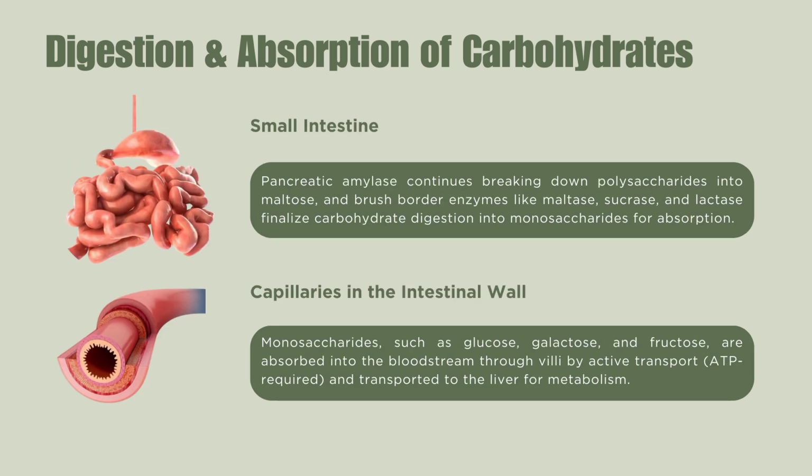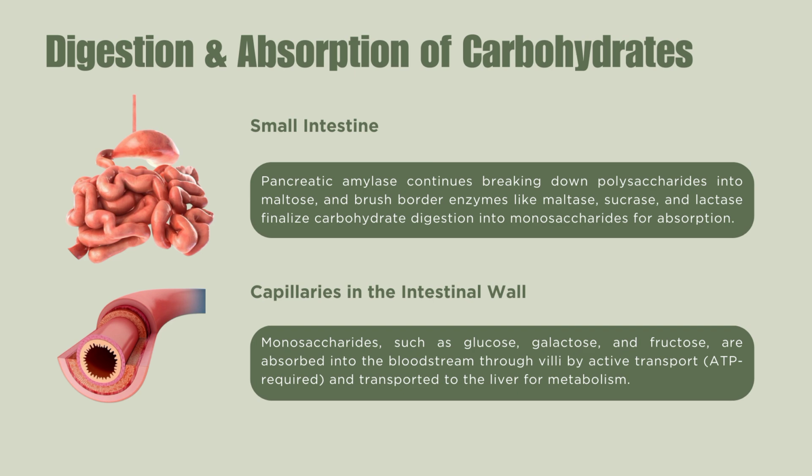As the partially digested food, now called chyme, enters the duodenum, which is part of the small intestine, it is met by the pancreas' contribution to digestion, which is the pancreatic amylase. This enzyme energetically continues breaking down starches into maltose, a disaccharide. At this point, carbohydrates are broken down into simpler forms, but they're still not quite ready for absorption.